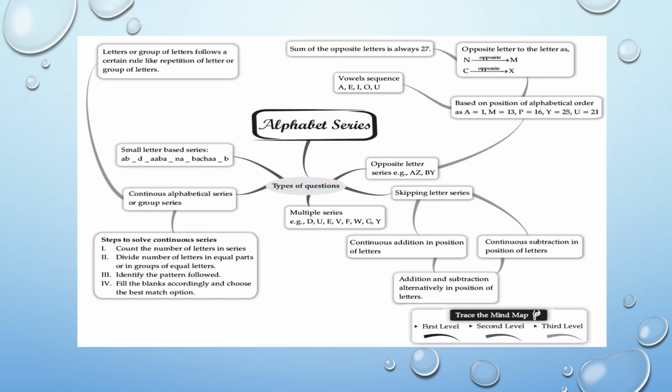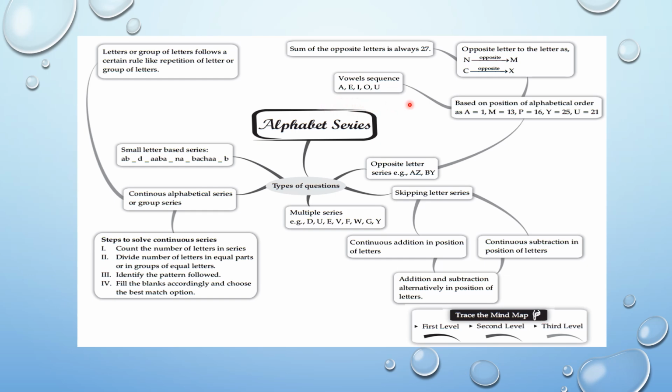Alphabet series. A letter or group of letters follow a certain rule, like repetition of letters or groups of letters. The sum of opposite letters is always 27. Opposite letter to the letter: N is opposite M, C is opposite X.